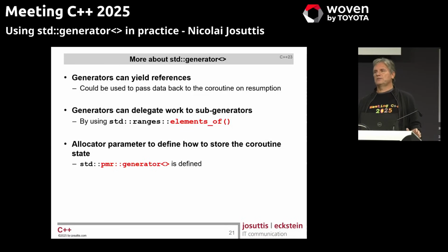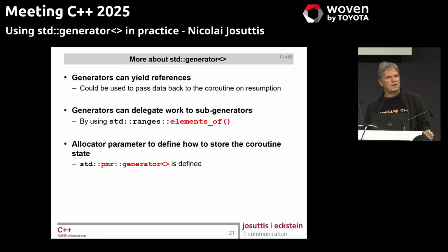So that way you could use a generator so that when you suspend the coroutine, the resumption gives something back to influence further processing. That is in principle possible to implement with generators. Then the next thing is there's special support so that generators can delegate the work to sub-generators.